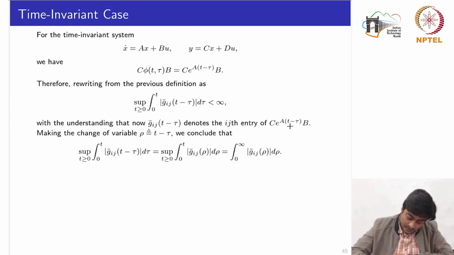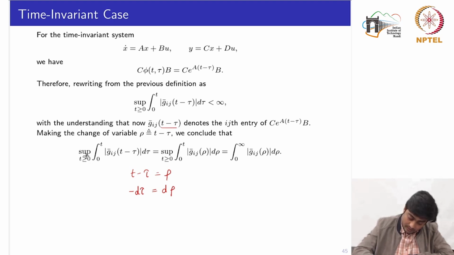So let's do a change of variable. We replace this t minus tau part by rho. We conclude that if I put t minus tau equal to rho, then if I take the derivative of this equation, it would give me d rho. So here d tau would be replaced by d rho.